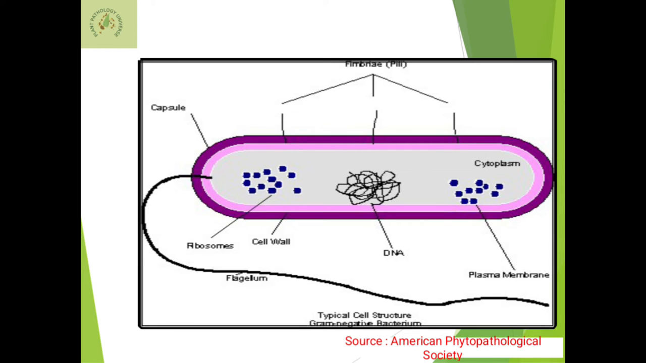Then followed by that we have a cell wall, then followed by that we have a plasma membrane. Now what are the main characteristics of its cell wall, how is it formed, what is the role of the plasma membrane, what is the role of the capsule?